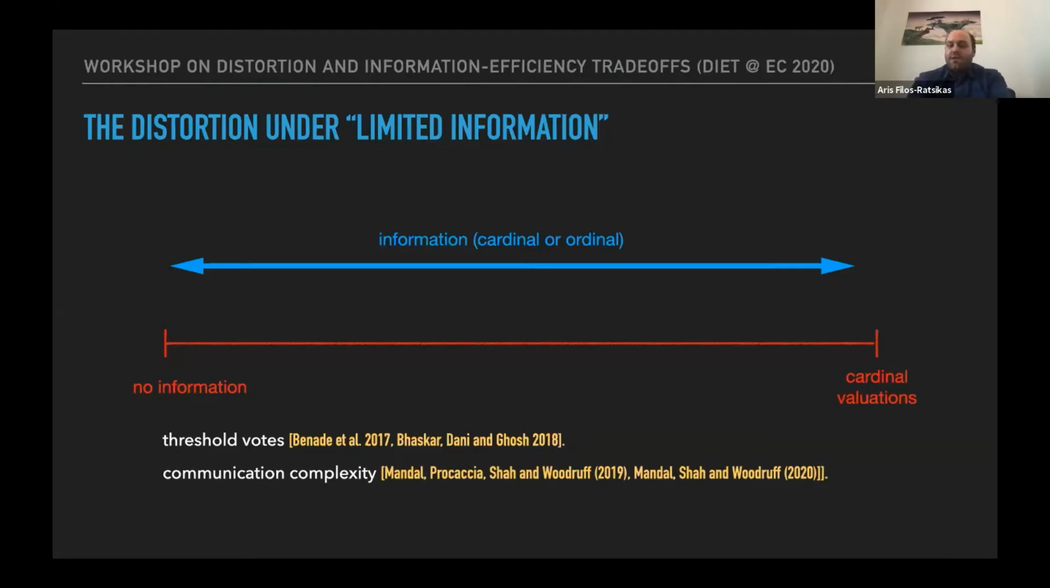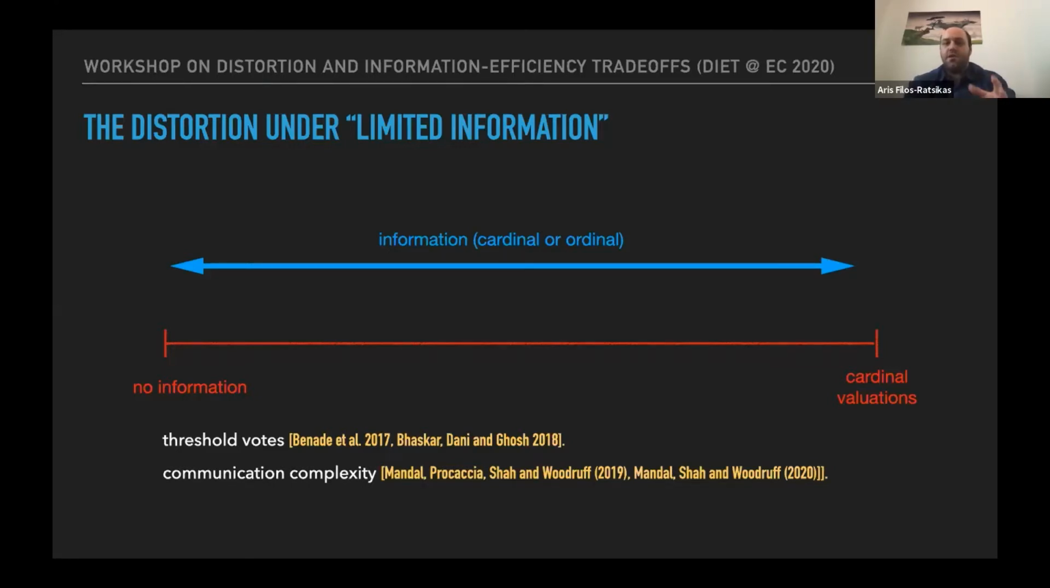And another thing that can be classified in this axis from left to right is the communication complexity of the problem. Here, the mechanism asks the agents to provide a specific number of bits of information via carefully constructed queries, and then the agents return these bits of information, and then the mechanism is trying to minimize the distortion based on the information.